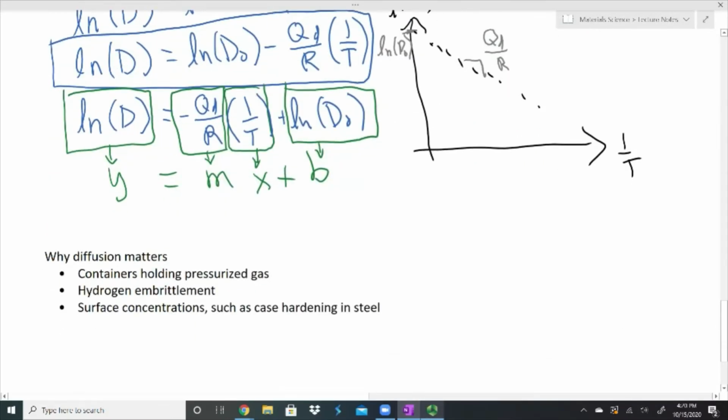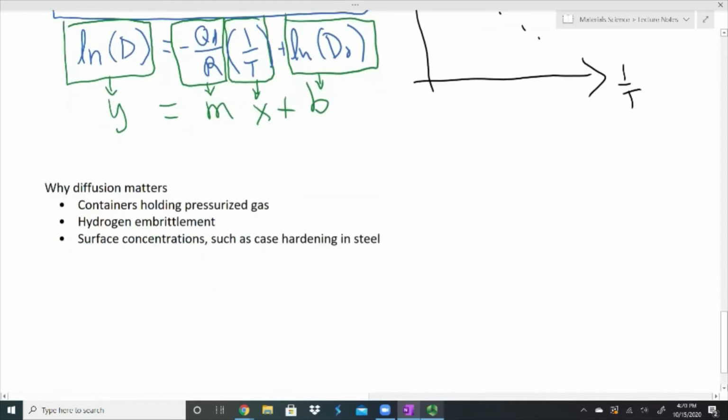All right, so that's just a little bit of math. We might linearize some things later on in the quarter, so that might be something to keep in mind. Real quick, just to finish up, why do we care about diffusion? Really, diffusion happens with everything, and so it is important. There are some things where we see it a little bit more, such as containers that are holding pressurized gas. We have high concentrations of something, we're going to see that diffusion.